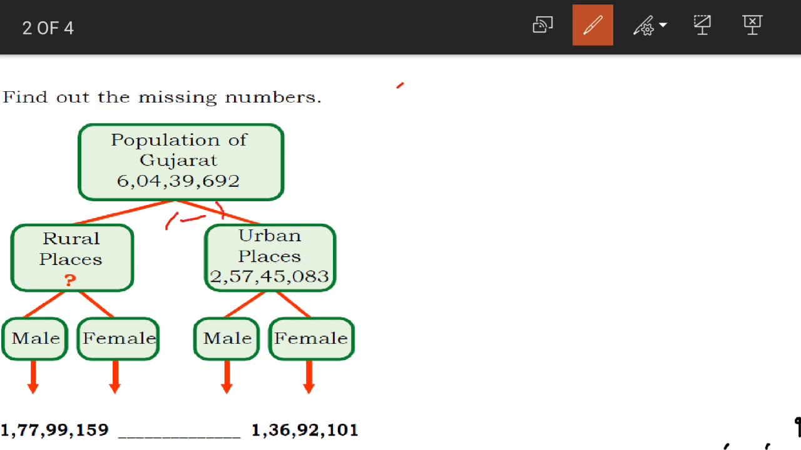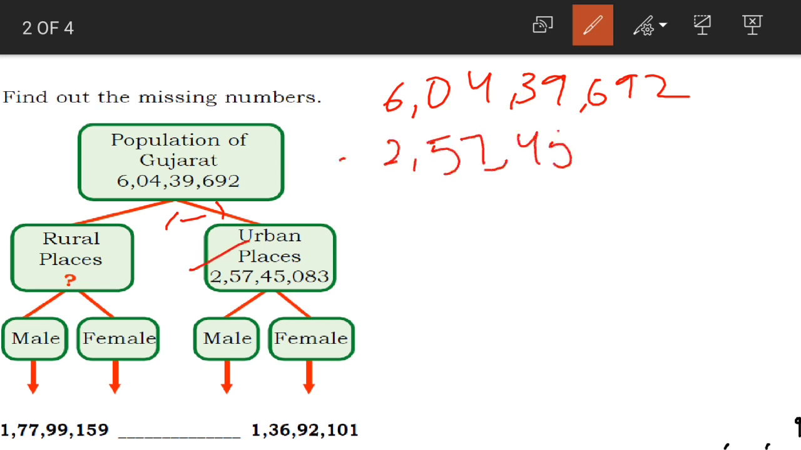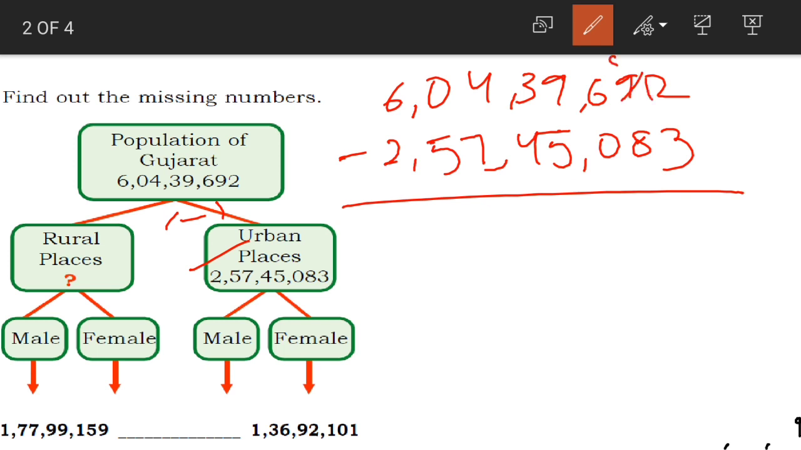Yes, correct. We subtract. What do we subtract here? When we subtract the number of people living in urban places from the number of people living in the whole of Gujarat, then we will get the number of people living in rural places. Let us subtract. 2 minus 3 is not possible, so we'll borrow. 12 minus 3, 9. 8 minus 8, 0. 6 minus 0, 6. 9 minus 5, 4. Again here 3 minus 4 is not possible. 13 minus 4, 9. Now 3 minus 7 is not possible, so we'll borrow.